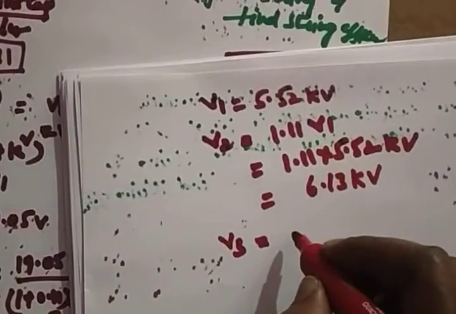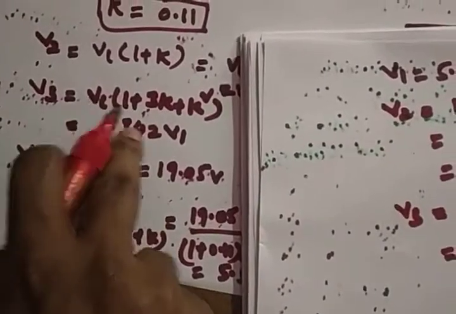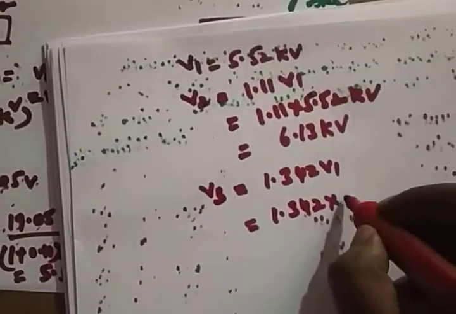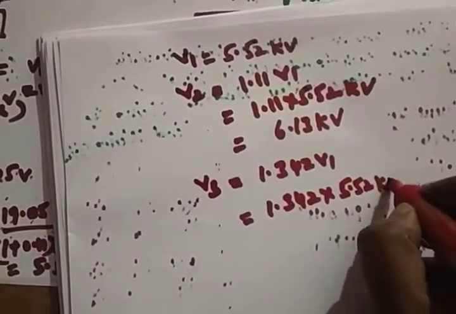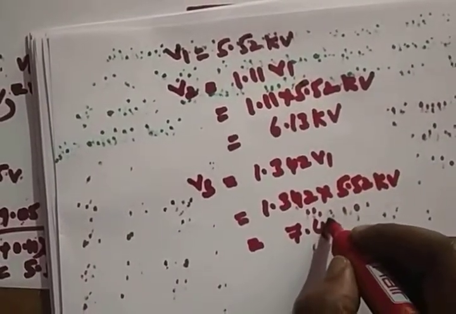Right? So what is the value of V3? V3 is equal to 1.342 V1. So what is the 1.342? Already you derived it, right? 1.342 V1. From that you substitute. You know the V1, then substitute 1.342 into V1, so 5.52 kV. So what is the value of V3? You will get 7.4 kV.